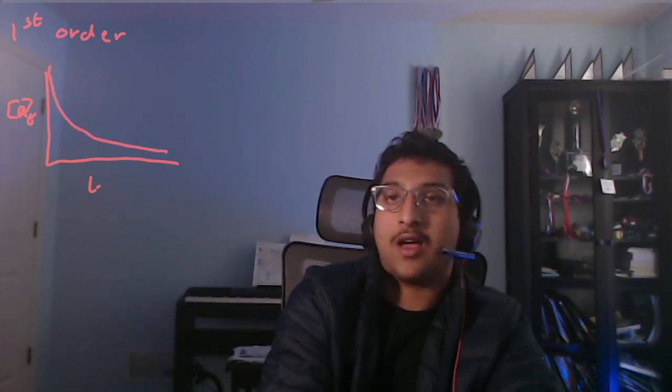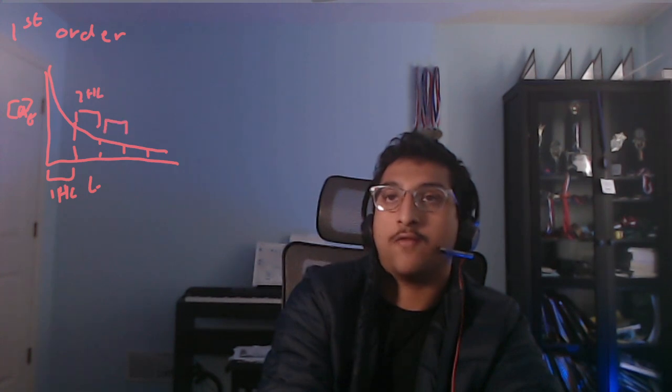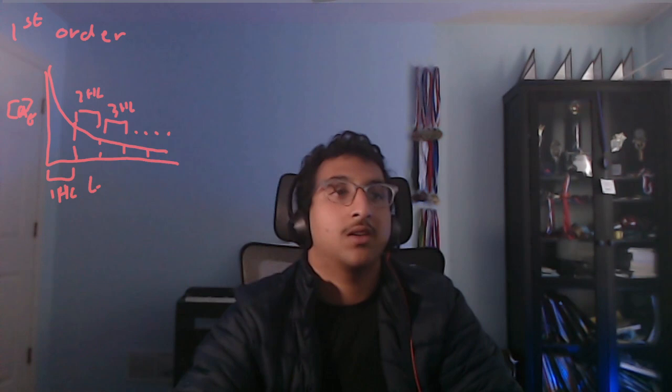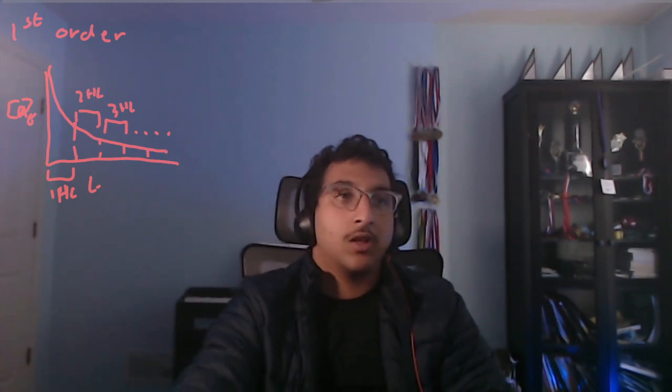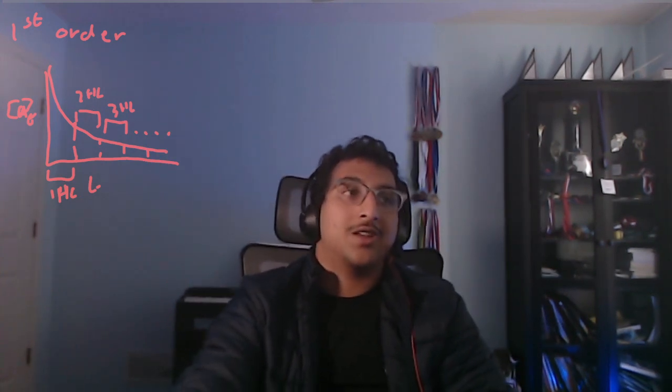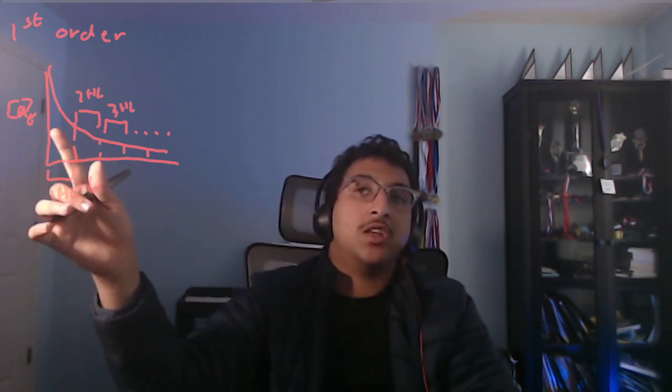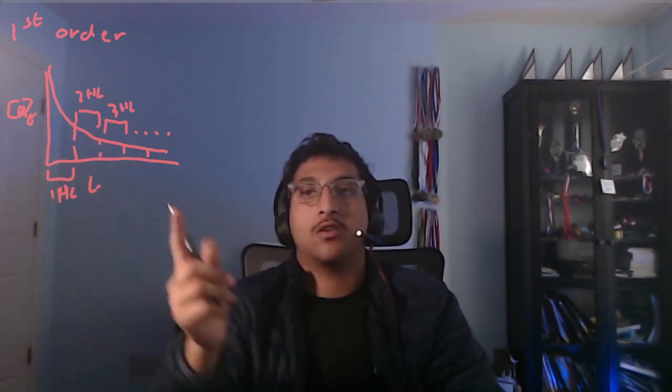But basically, the half-lives all have the same length. So this is one half-life, this is the second half-life, the third half-life, and so on. Notice how all of them have the same length because it's exponential. And remember, this is not the linearized version. For first order, you need to graph the natural log of A of t over time.